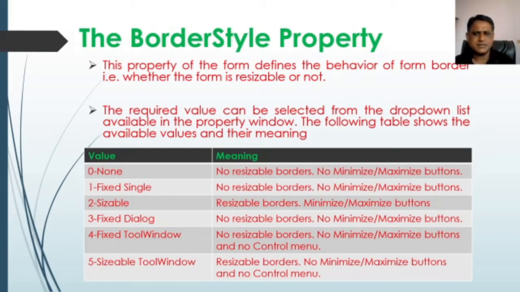If you set 3 fixed dialog, there are no resizable borders and no minimize and maximize buttons. If you set 4 fixed tool window, there are no resizable borders, no minimize and maximize buttons, and no control menu. Even the control menu will not be available. And if you set it to 5 sizable tool window, the form will be resizable, but there are no minimize or maximize buttons and no control menu. So these are the options available for border style.